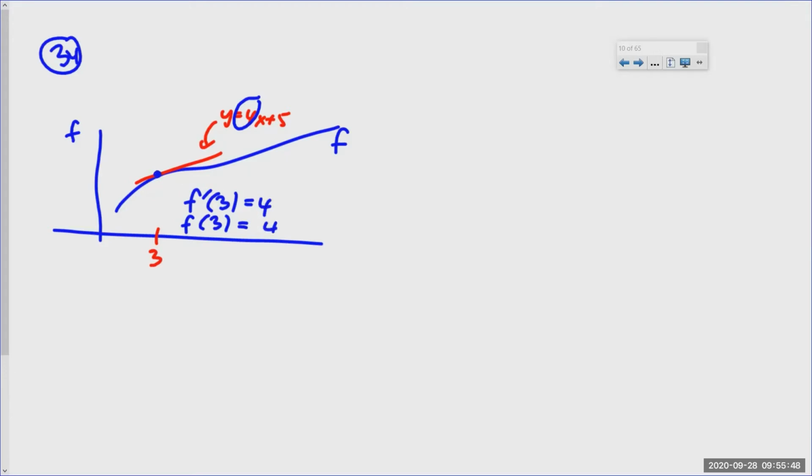Okay, so that's going to be 4 times 3 plus 5, which is 17. Those two pieces of information you need to know. And you need to do the same for g.